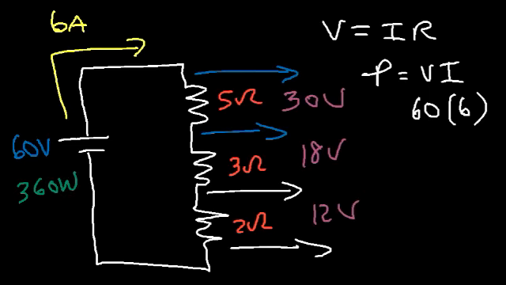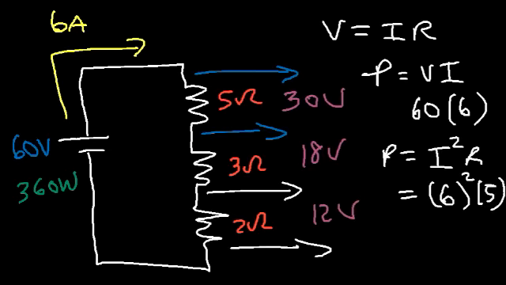Now the first resistor, it absorbs how much power? Let's see. Let's use the equation I squared R. So the current that flows through it is 6 amps times the resistance of 5. So 5 times 6 is 30, and 30 times another 6 is 180. So this resistor absorbs 180 watts of power.